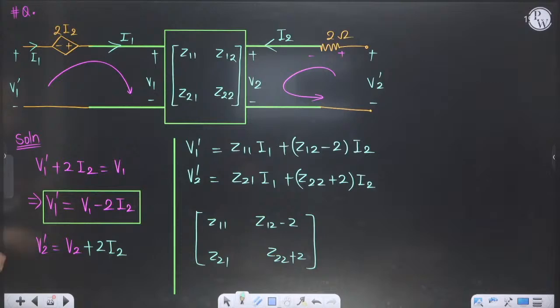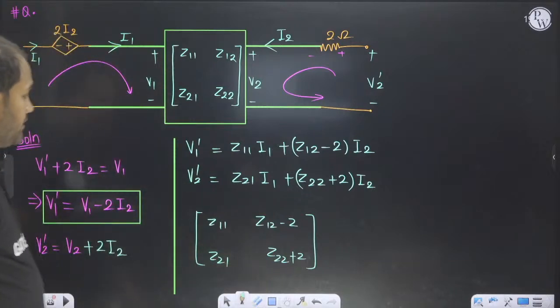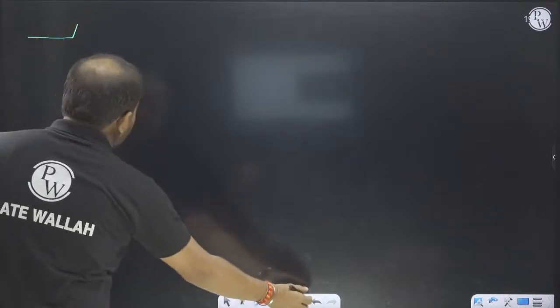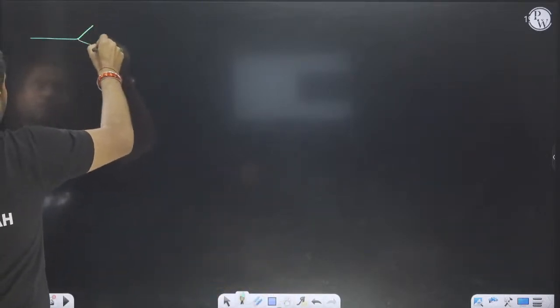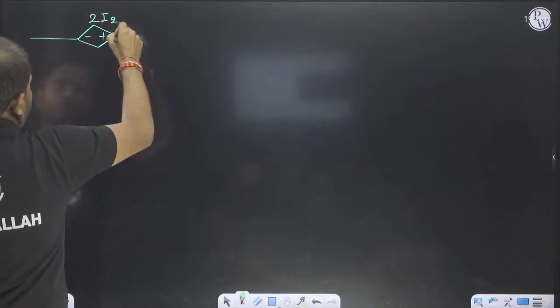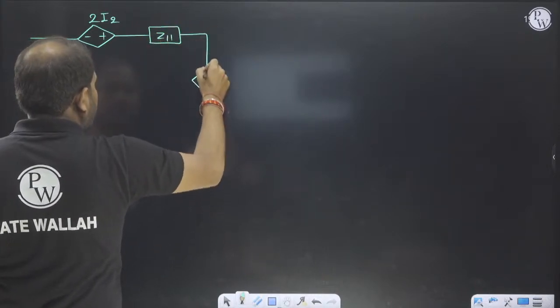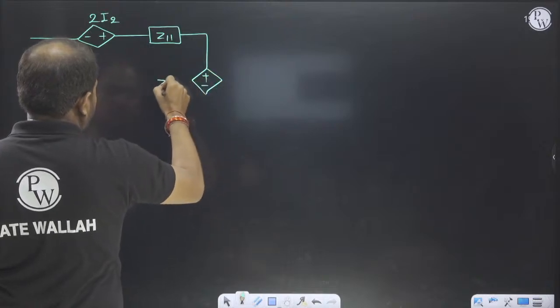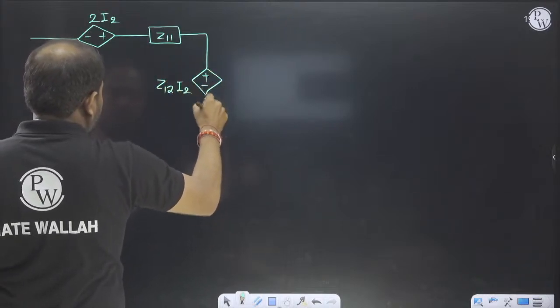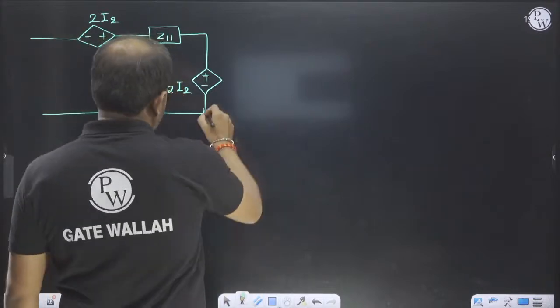Series condition you can go through directly, but parallel condition will change the question. Next, you can go through the T model, the equivalent model also. Minus plus 2I2. This one is Z11. And this one is Z12 I2. So it will be added in Z12.